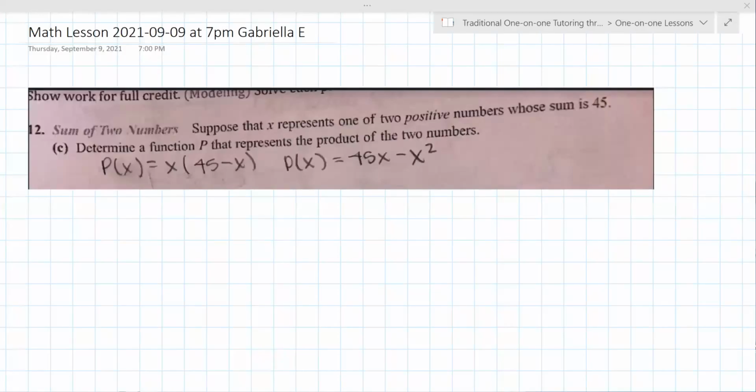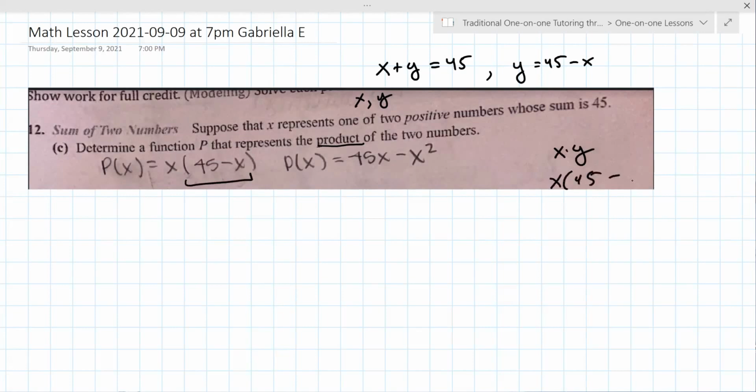Suppose that x represents one of two positive numbers whose sum is 45. So the idea is that the other positive number is y, and maybe you even wrote this, x plus y equals 45. And when you solve for y, it's 45 minus x. The product is x times y, and that's where you got this from, because it's x times 45 minus x. Okay, so that's good. No issues there.